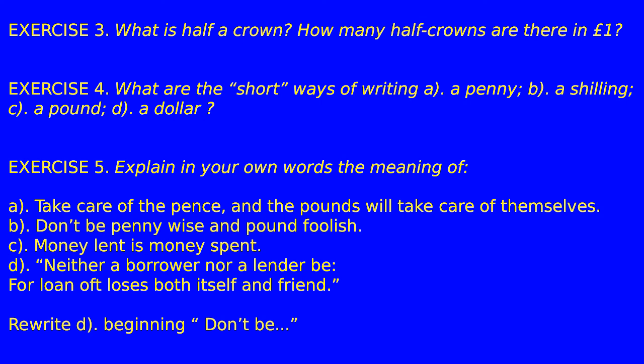Exercise 5. Explain in your own words the meaning of: A. Take care of the pence and the pounds will take care of themselves. B. Don't be penny wise and pound foolish. C. Money lent is money spent. D. Neither a borrower nor a lender be. E. The loan oft loses both itself and friend. Rewrite D, beginning "Don't be".